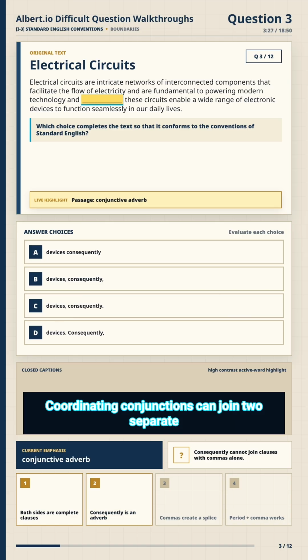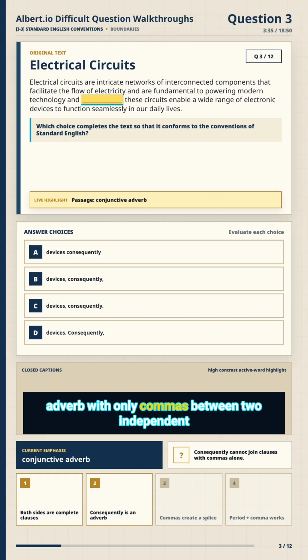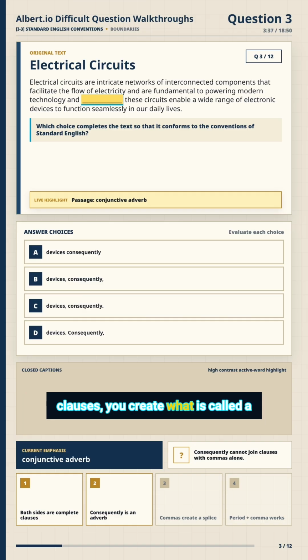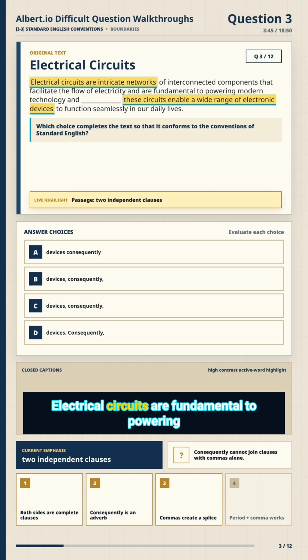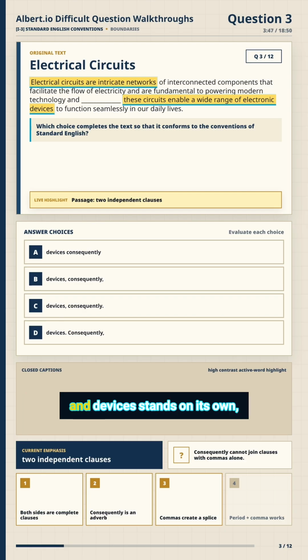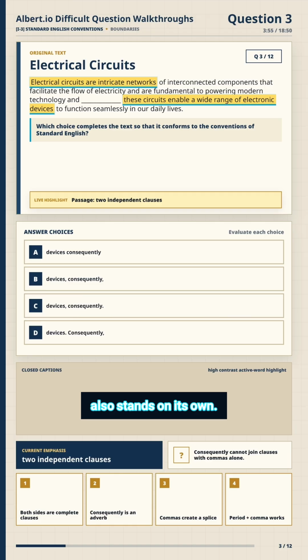Coordinating conjunctions can join two separate independent clauses with just a comma. Conjunctive adverbs, however, cannot. If you try to use a conjunctive adverb with only commas between two independent clauses, you create what is called a comma splice, which is one of the most common errors in formal writing. Two clauses here are both independent. Electrical circuits are fundamental to powering modern technology and devices stands on its own, and these circuits enable a wide range of electronic devices to function seamlessly also stands on its own.